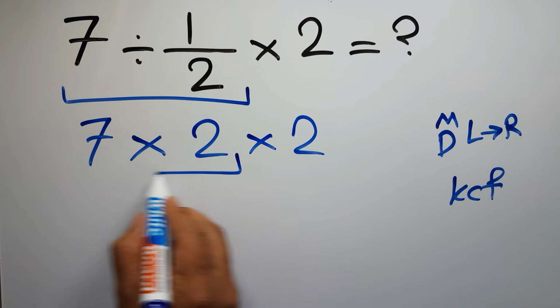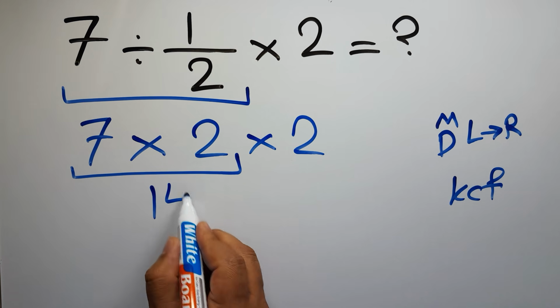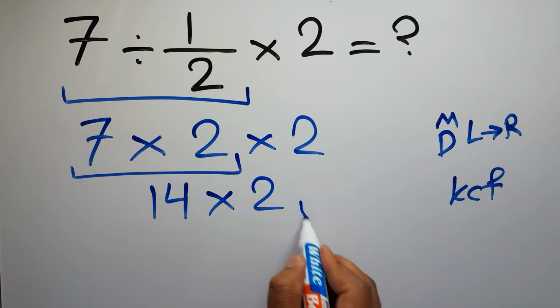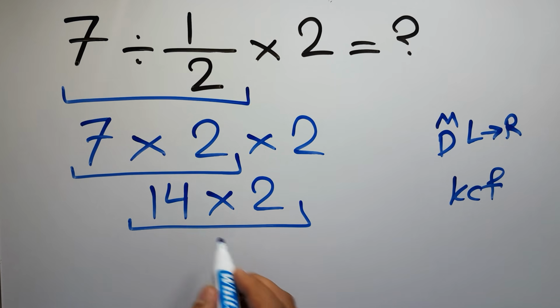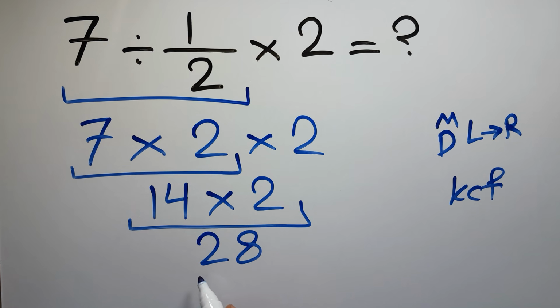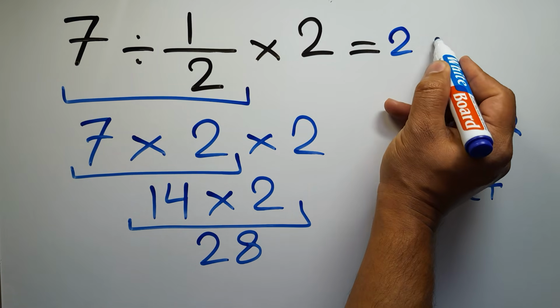7 times 2 gives us 14. So we have 14 times 2. Okay, 2 times 4 gives us 8 and 2 times 1 is just 2. So we have 28 and this is our final answer to this problem. The correct answer is 28.